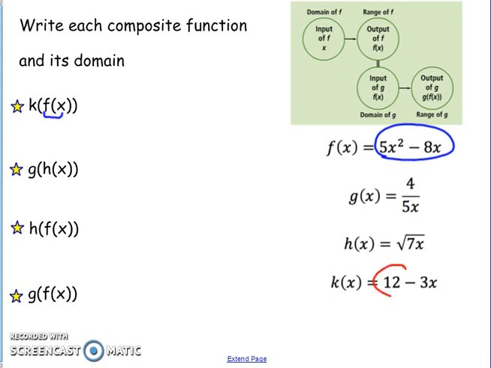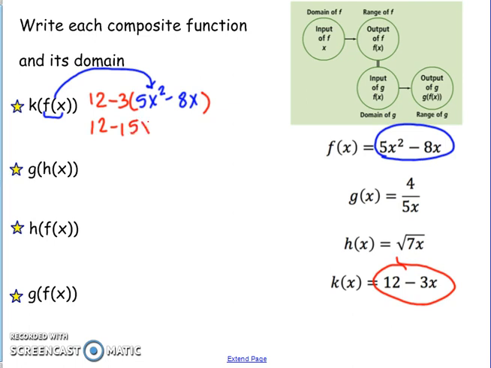So here's our k function. My k function is 12 minus 3x. But instead of x, I'm going to leave it blank. So 12 minus 3 blank. And inside that blank, I'm putting in the f of x function. So I'm putting in 5x squared minus 8x. And then we're just going to distribute, and we end up with 12 minus 15x squared plus 24x.